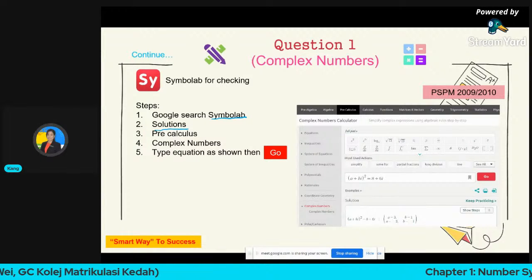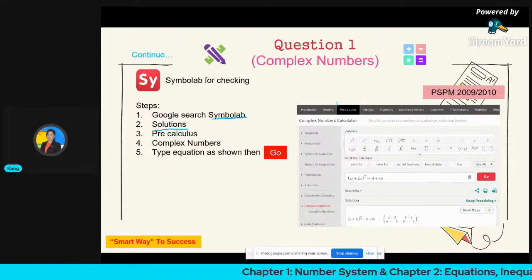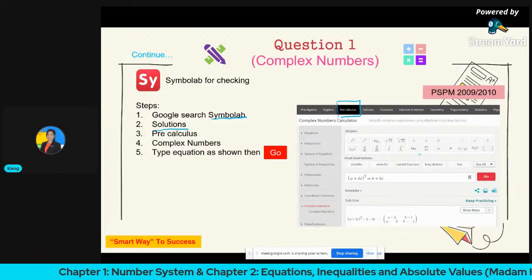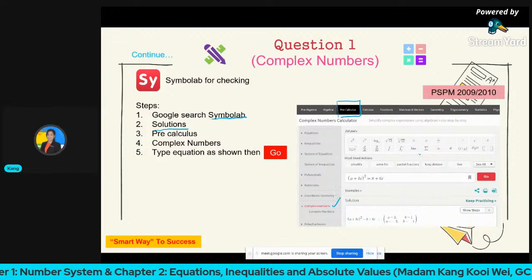You follow the step by step. Then we will get the pre-calculus here. Find the pre-calculus, you click it, then you choose the complex numbers.